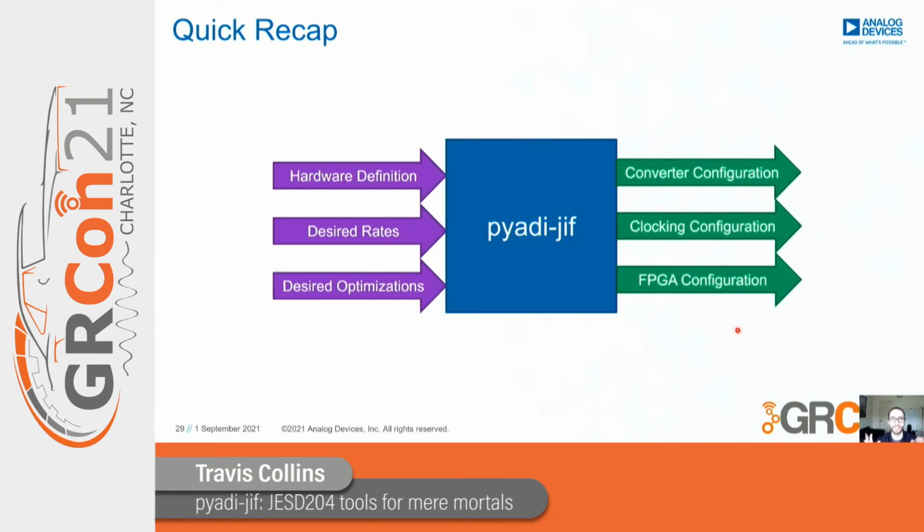So I know that was quick, but just a recap at a high level: what JIF really does is it takes in the definition of the hardware that you have, the converter name, some constraints that you might want to apply, some rate that you want to run at, and certain optimizations you can provide as well. And then it internally determines how to generate configurations for all the components, from the converter to the clock chip and to the FPGA.